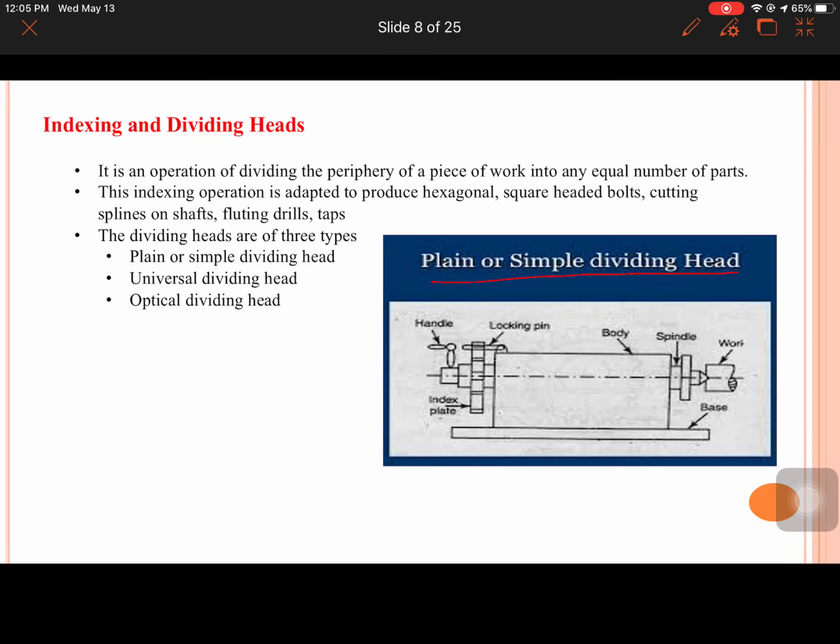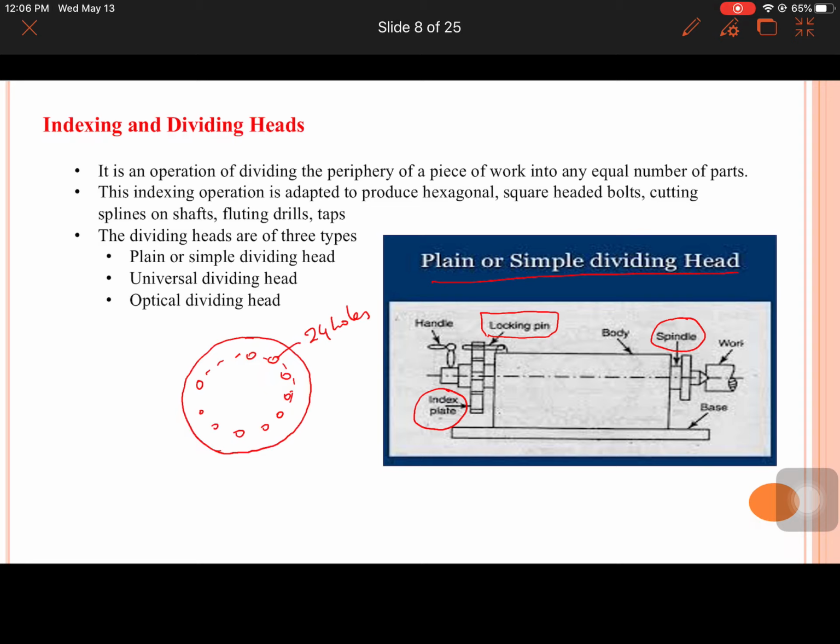The first one is called a plain or simple dividing head. In this particular figure, you can see how exactly this plain or simple dividing head looks. You have the spindle. The spindle is connected with this index plate. So what is this index plate? This is a disc-shaped structure, and it has a 24 hole circle inside it. There are 24 holes here, and this index plate can be engaged for rotation or not. That depends on this locking pin.